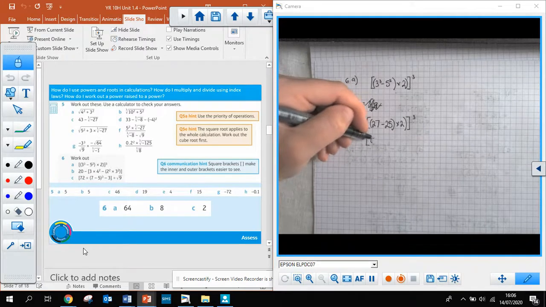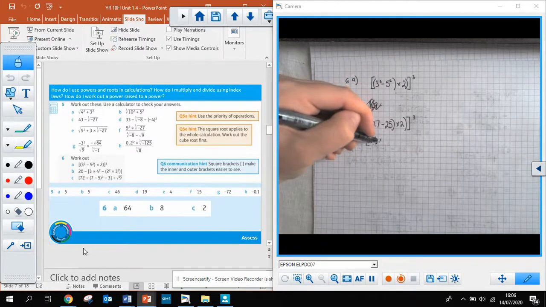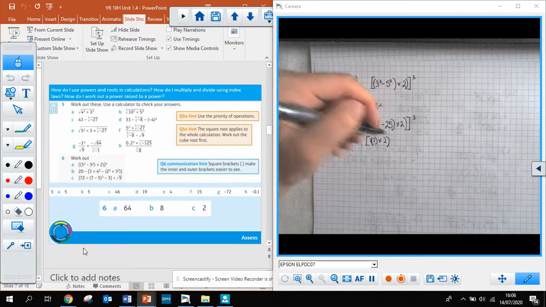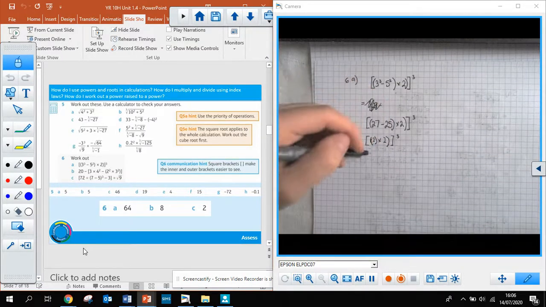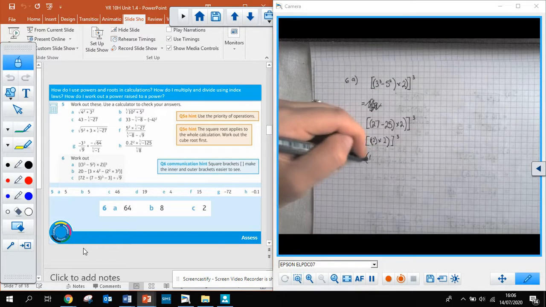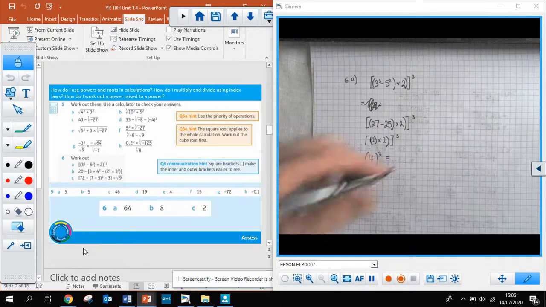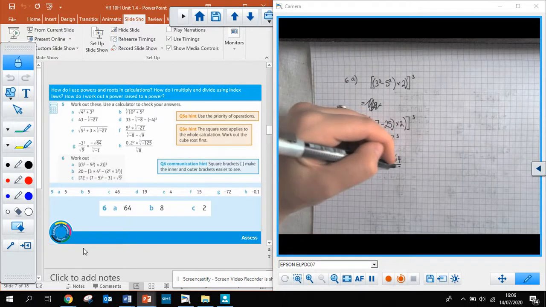So we're left with 2 multiplied by 2. Oh, that should be a big bracket, all cubed. 2 times 2 is 4. So we're left with 4 cubed. 4 cubed is 64. Okay?